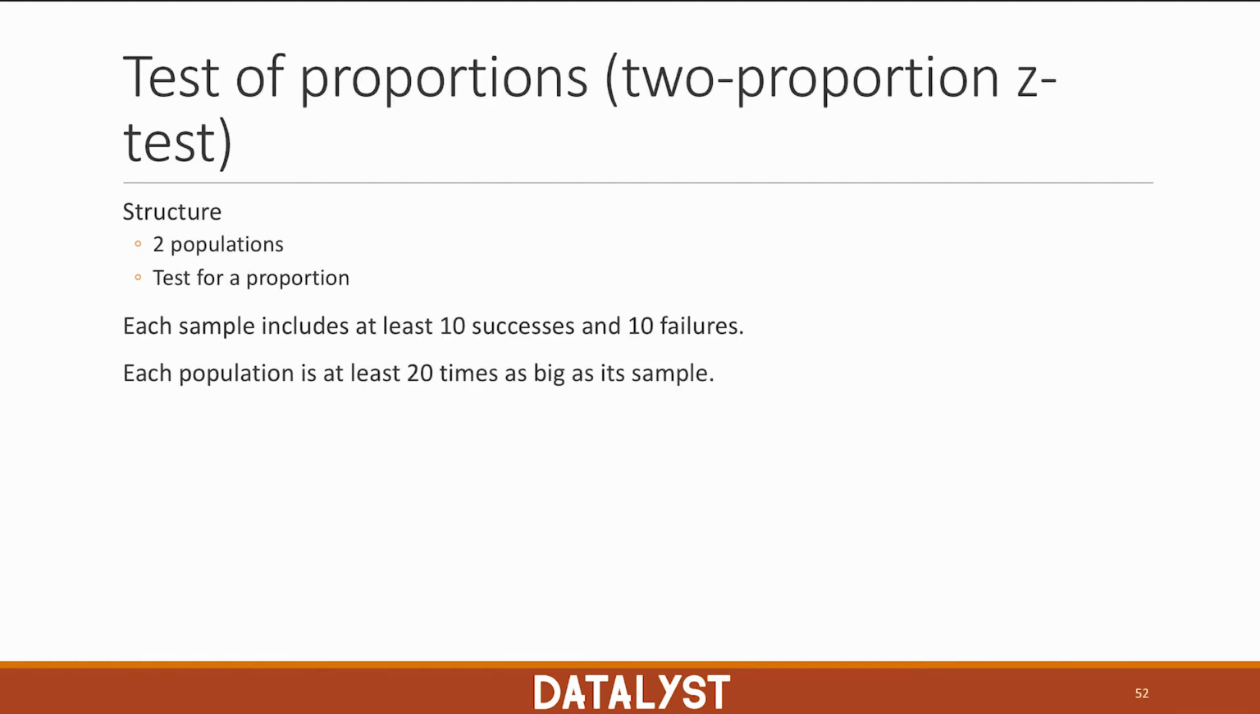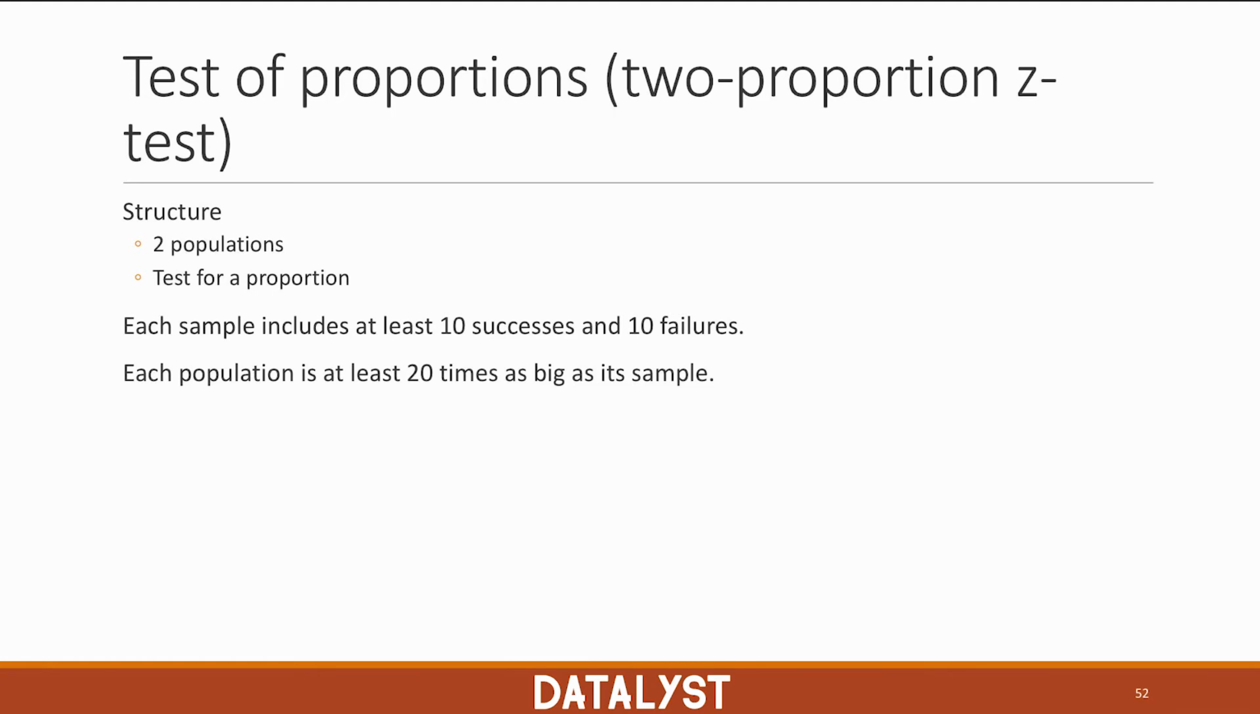The test of proportions, also called the two-proportion z-test, is like the t-test but for proportions. We should have at least 10 successes and 10 failures in our sample, and the population in each group should be at least 20 times as big as its sample.